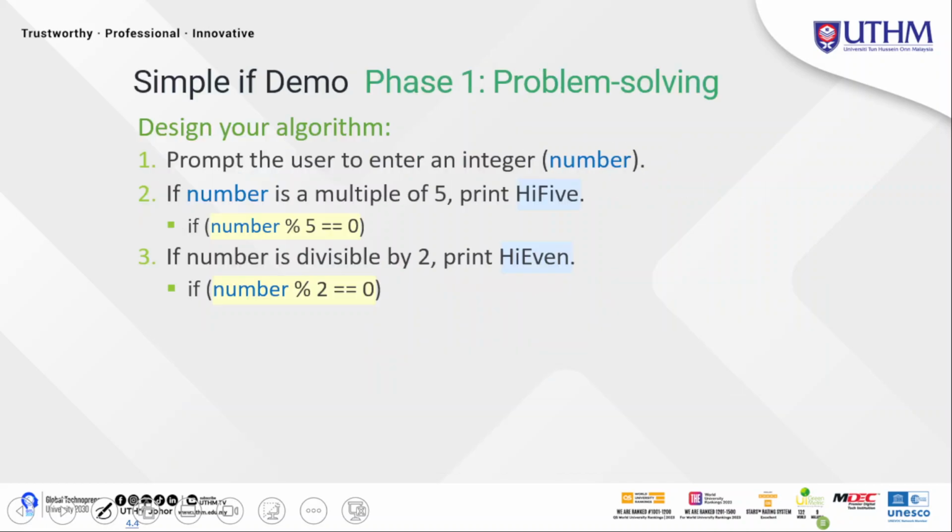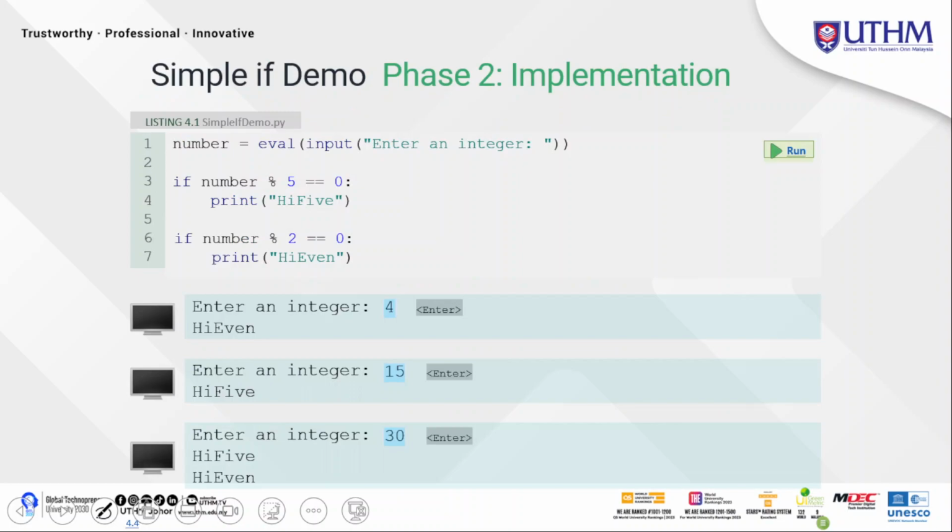Design your algorithm. So first of all, ask the user to enter a number. Okay, if the first case, it is a multiple of 5, then it will print I5. If it is divisible by 2, then it will print I even. Let's see. Enter number equals evaluate input, an integer from the user side. If the number mod 5 equals 0, print I5.